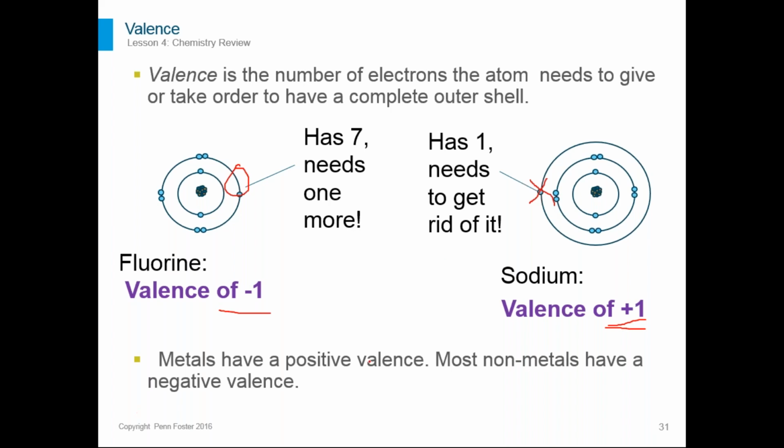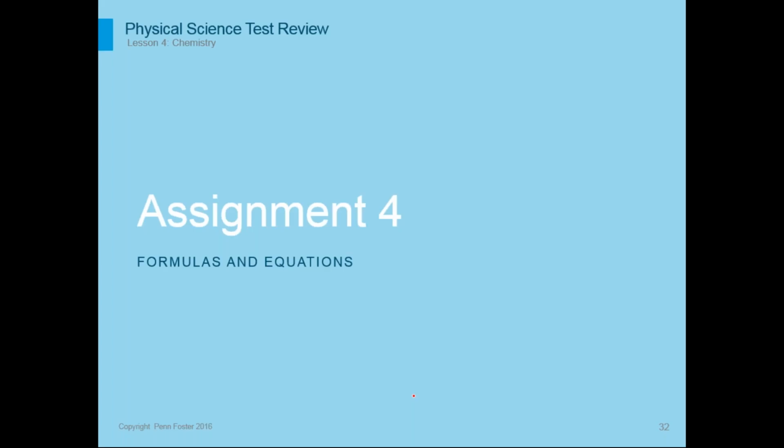Usually metals have a positive valence and most nonmetals have a negative valence. So you can keep that in mind as you're trying to figure out which is which. Now, this matters when we're trying to figure out molecular formulas. So formulas show how many of each type of atom is in a molecule.